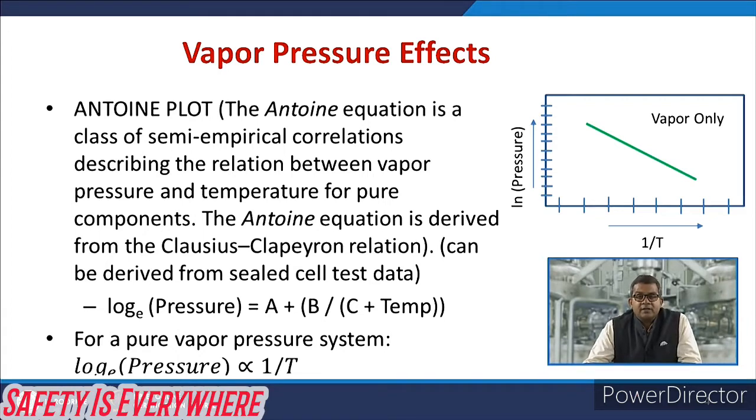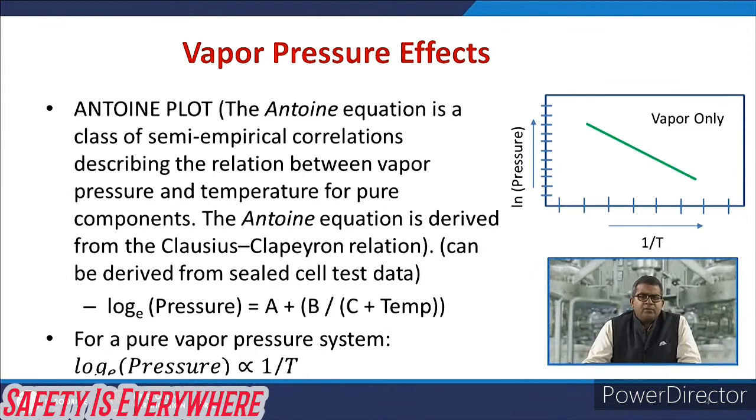Why is there a need for this relationship? In the previous slides we discussed that temperature is sometimes within a safe limit, but it may create the problem of overpressure. So whenever we are talking about the relationship between temperature and pressure, we must have certain correlations. The Antoine equation provides the solution for this particular aspect. It is derived from the Clausius-Clapeyron relation, and it can be derived from sealed cell data. So this is the Antoine plot.